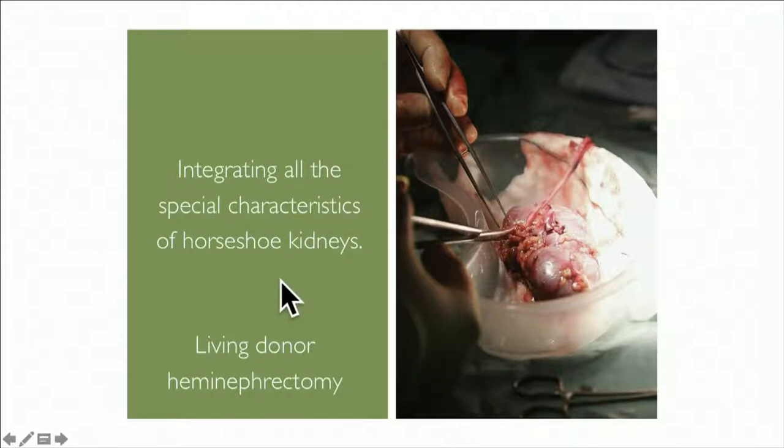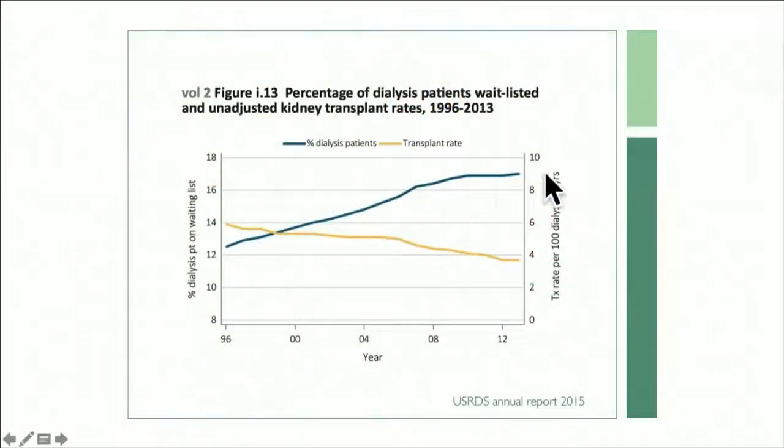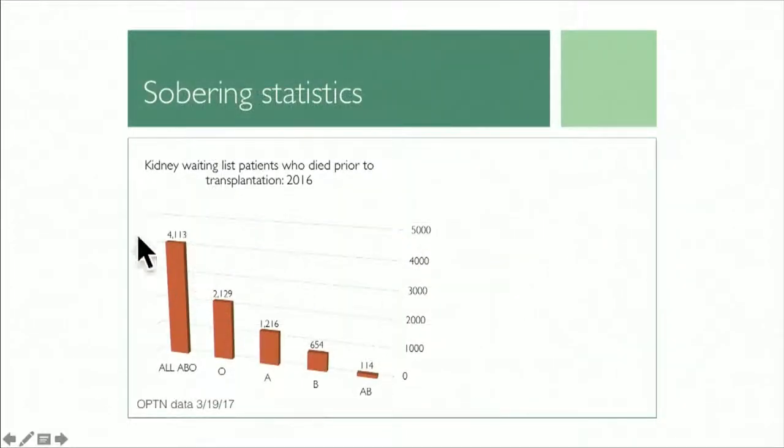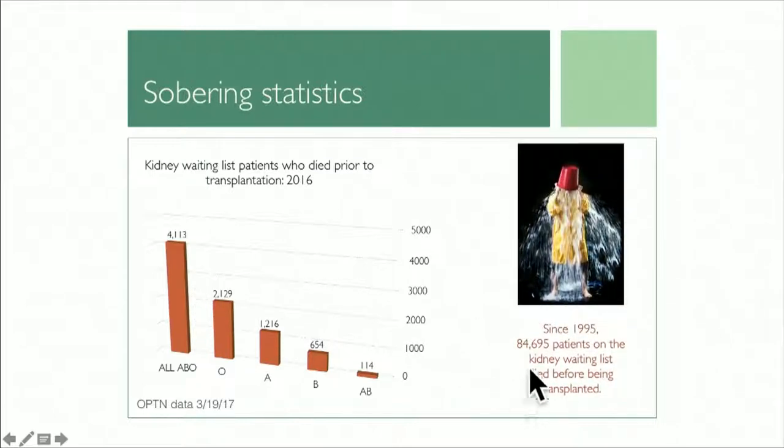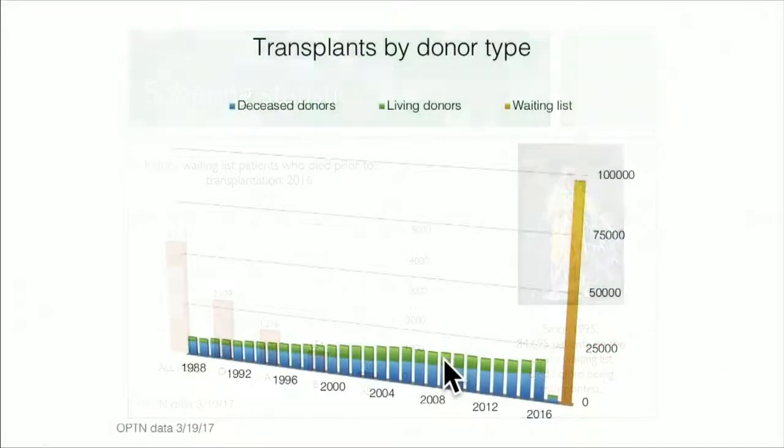All right, last little bit, we're going to talk about integrating all this information into an example of a horseshoe kidney donor. So we know that there's a problem with the number of donor organs out there. Our dialysis patient numbers are growing and our transplant rates are stagnant or relatively decreasing. Lots and lots of patients are dying on the transplant waiting list. Since 95, almost 85,000 patients have died. So we're looking at different ways to expand the donor pool.